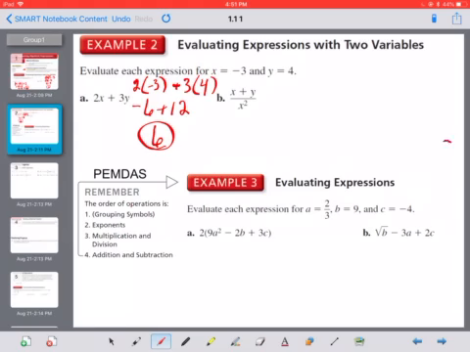On B, something plus something over something squared. X, I'm going to plug in negative 3. I got an X on top and on bottom.